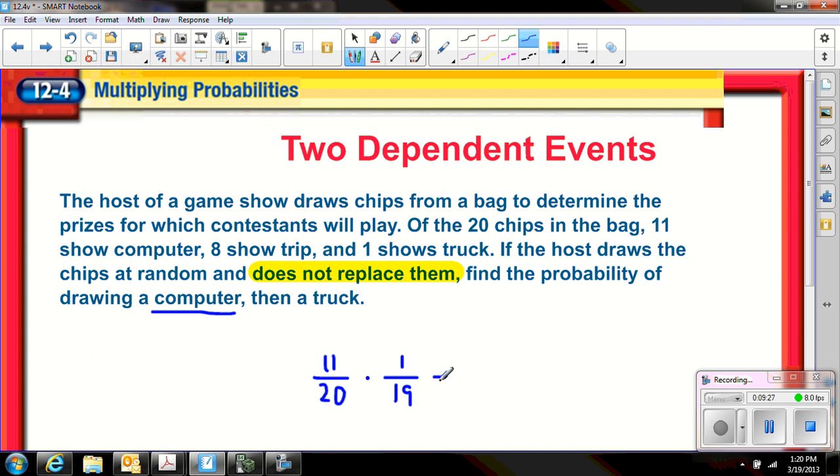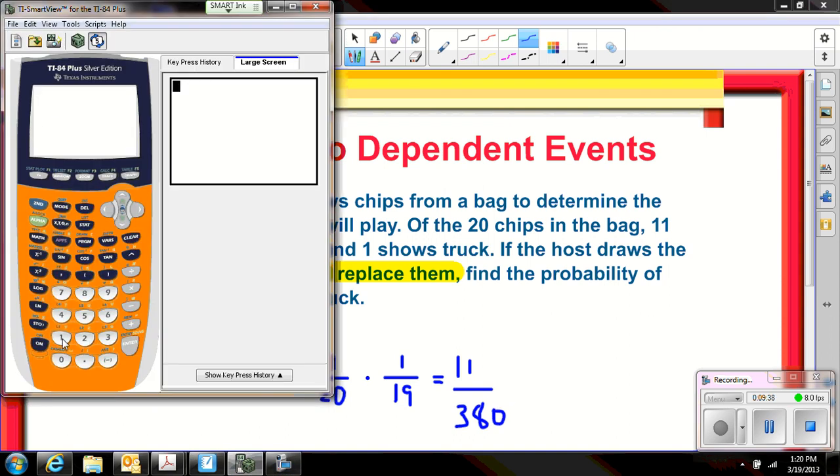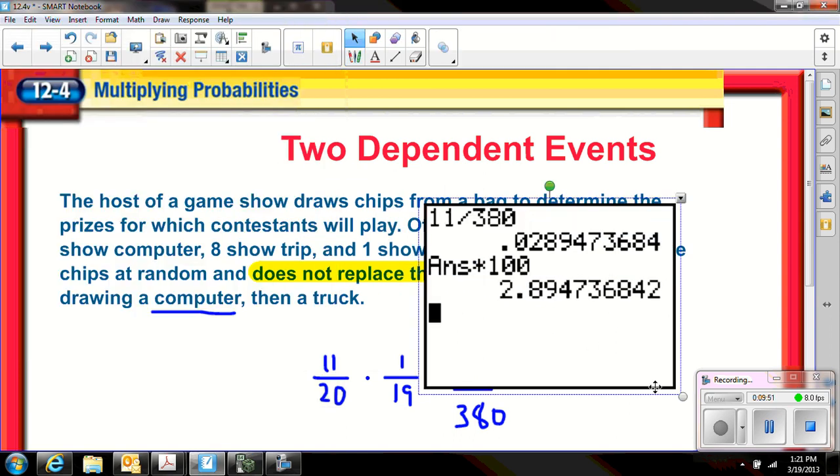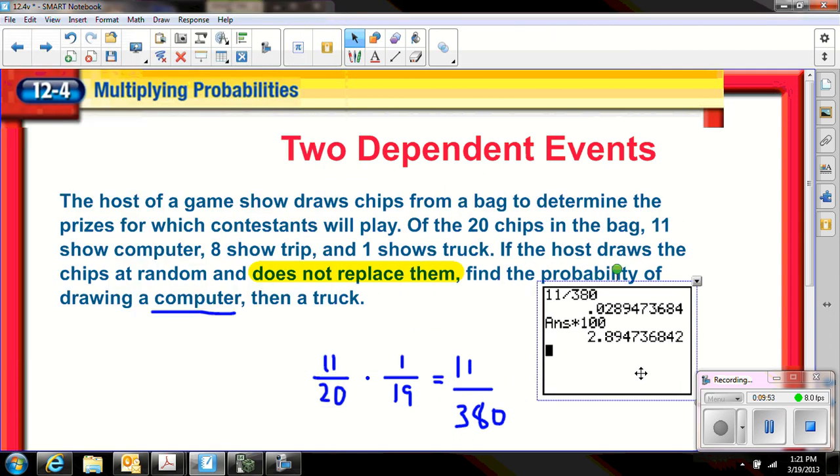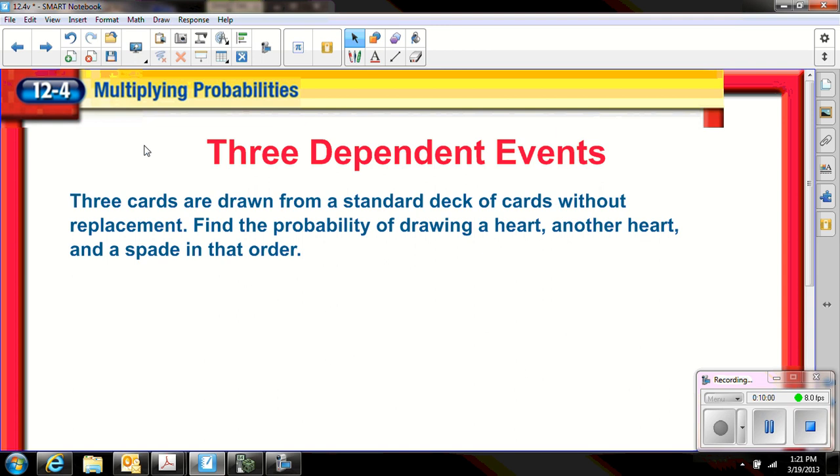There's 19 left. So I multiply these together, which gives me an answer of 11 out of 380. 11 out of 380 as a decimal and as a percent. So almost 3% chance of this game show host drawing a computer and then a truck.